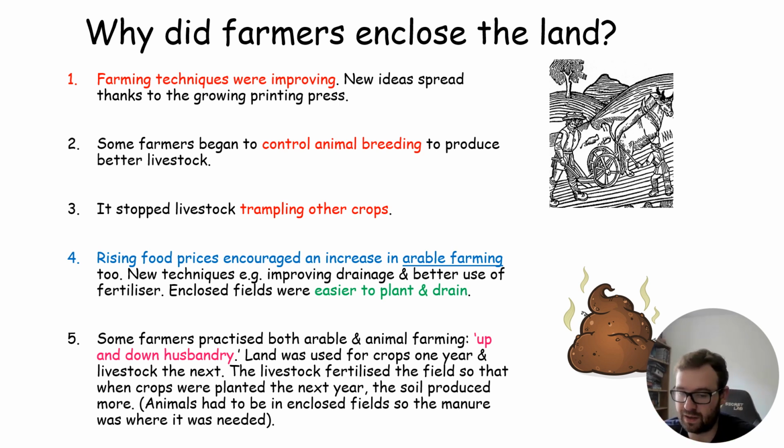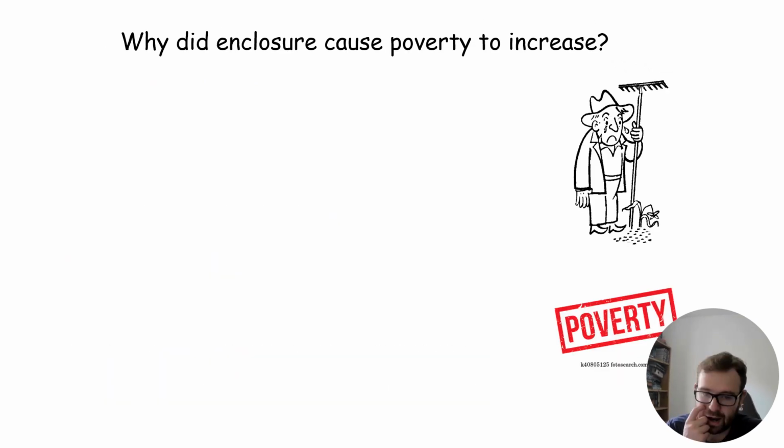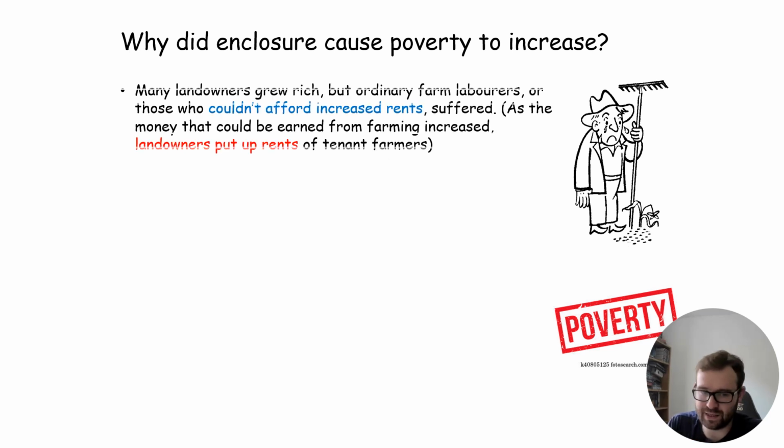So animals had to be in enclosed fields, so the manure was where it was needed. So that's why it's all closed off. But why does it lead to poverty? Well, these landowners grow rich. Ordinary farm labourers, or those who couldn't really afford to increase rents, they suffered.